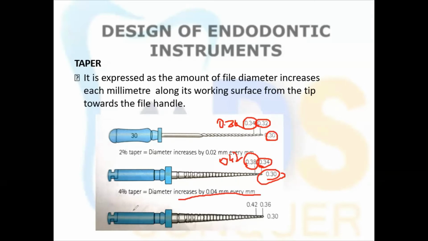And if the instrument is of 6% taper, here also the same thing is applicable. The apical diameter is 0.30, and the successive diameters will follow, ensuring that there is a 0.06 mm increase in diameter for every millimeter. I hope you're clear about it.